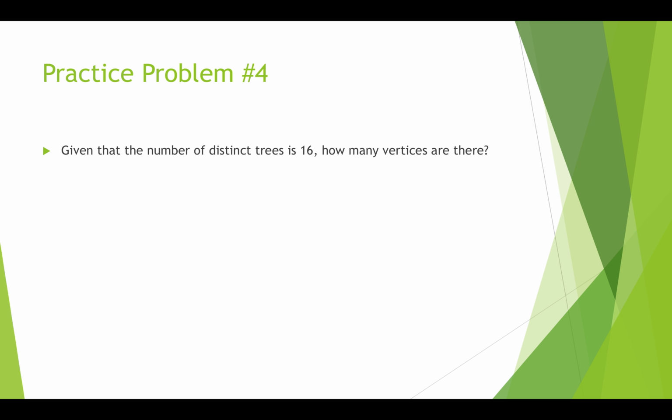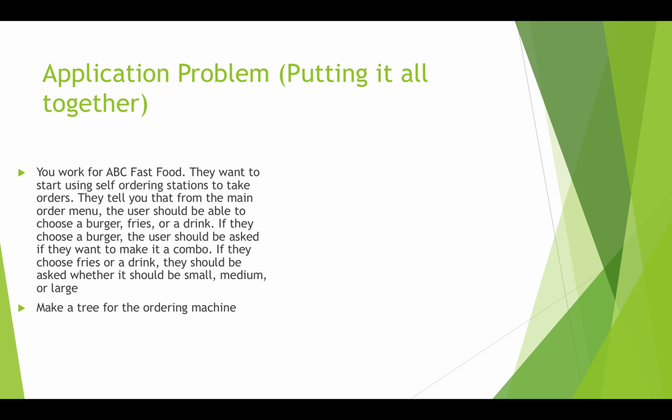Alright, so given the number of distinct trees is 16, how many vertices are there? This one's a little bit trickier. Some people will have a, I'm sure, long mathematical way of solving this, but if you just remember, it's n to the n minus 2, and if you remember in the beginning, there was one of the trees that did have 16. In this case, it was the one with 4 vertices. So 4 to the 4 minus 2 gives you 16.